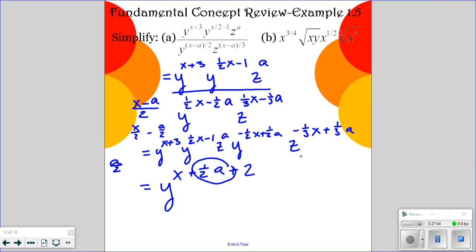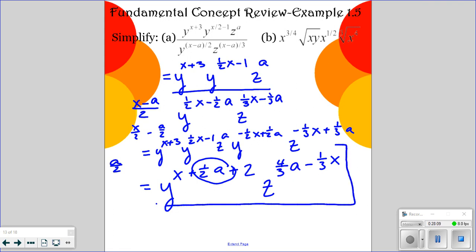For the z, we have this term over here, and we have this a. So we have z, we have a plus 1/3 a. So 1 plus 1/3 is 1 1/3, which is 4/3. So 4/3 a minus 1/3 x. And so that is as simple as you can make it. And so there is your answer.